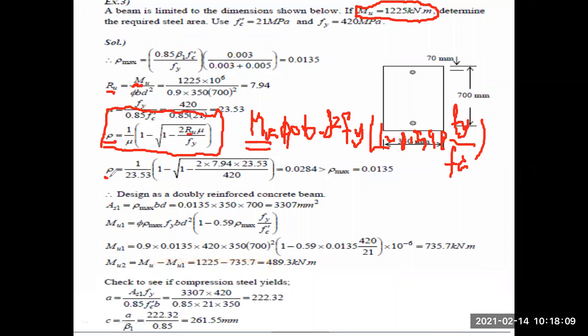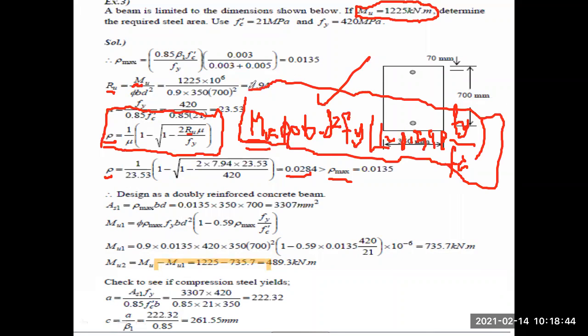He compares this rho with rho max. If it is equal, it is singly. If rho is less, it is singly. If rho is more than rho max, and indeed here it is more, for example 0.028, it is doubly. Okay, you follow this. I prefer you follow this approach, use this approach to compare moment with moment, not rho with rho. Okay.